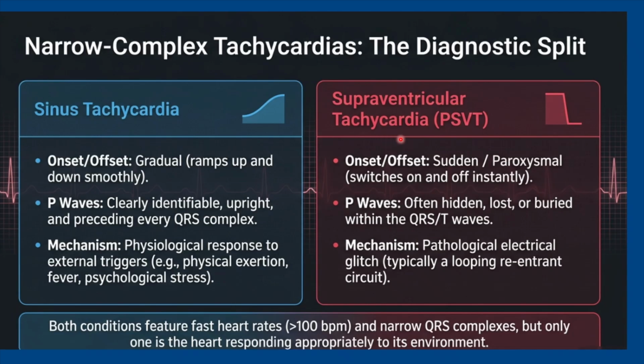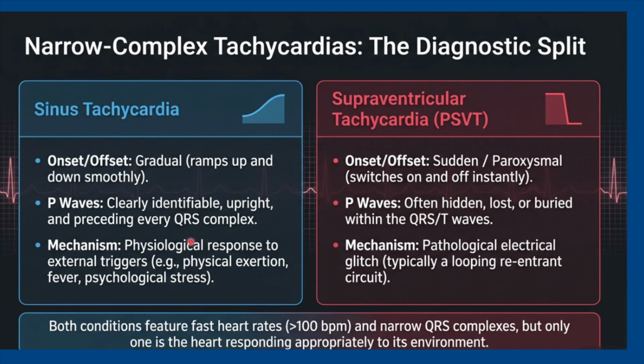With supraventricular tachycardia, it is of sudden onset and sudden offset and happens in episodes, or we call it paroxysmal, in paroxysms. And P waves in sinus tachycardia are clearly identifiable and upright and precede each QRS complex. So sinus tachycardia is simply like a normal ECG but fast. In supraventricular tachycardia, the P wave is often hidden or lost.